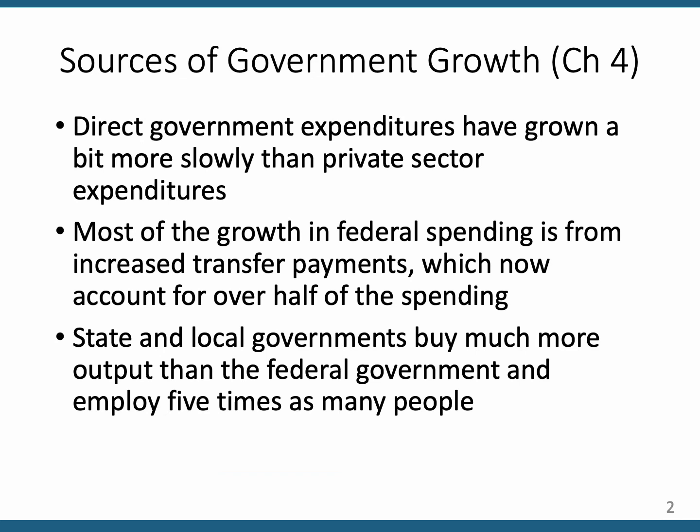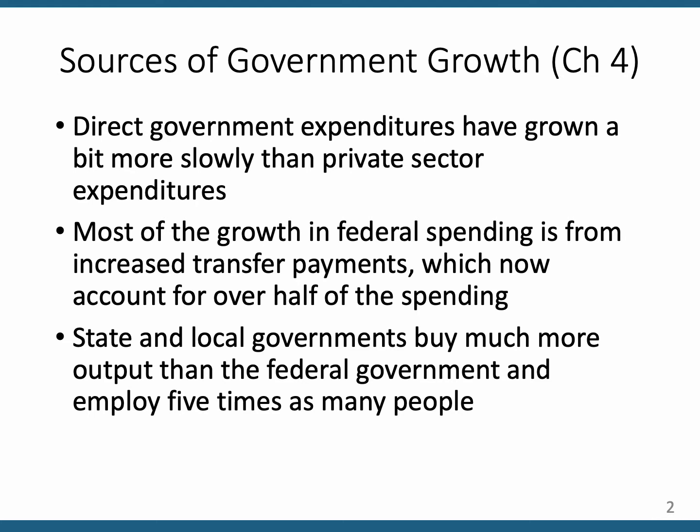Now, if you recall the GDP equation, GDP equals C, consumption, plus I, gross investment, plus G, government expenditures, plus net exports. Well, that G portion of GDP has actually shrunk as a percentage, and private expenditure, which would be C and I, have grown. And most of the growth in federal spending is from increased transfer payments, but overall, G as a percentage of GDP has declined.